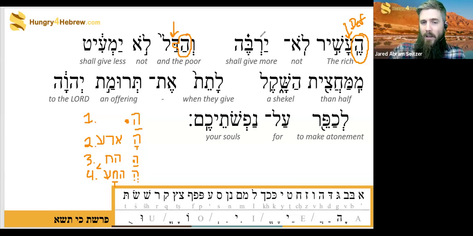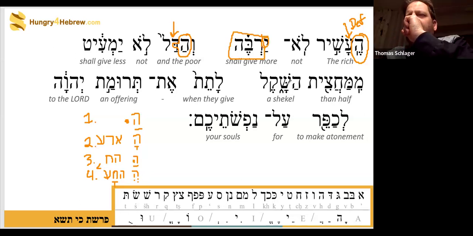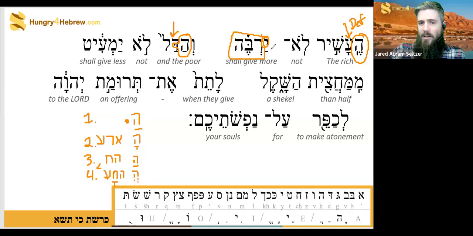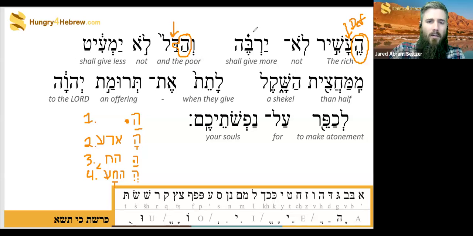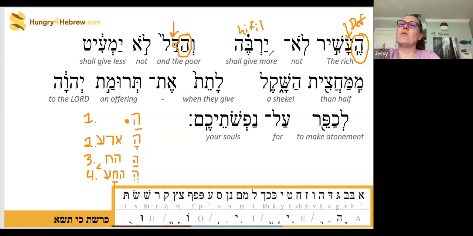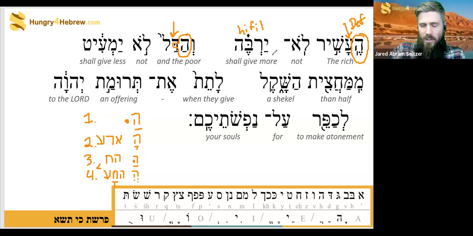Lo yarbe. There's your root rabah. There's your yiktol yod. Why is there a patach right there? Do you all know? Yarbe. Shouldn't it be yirbe? It's a shva. The problem is with the shva. It's actually because of this being a hif'il. What is hif'il? What does that word mean?